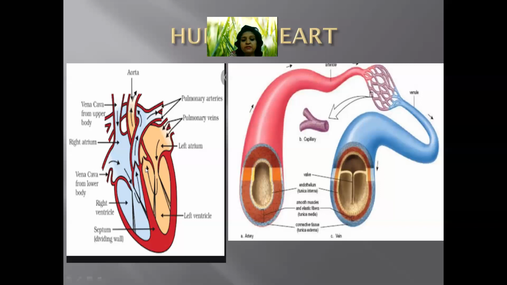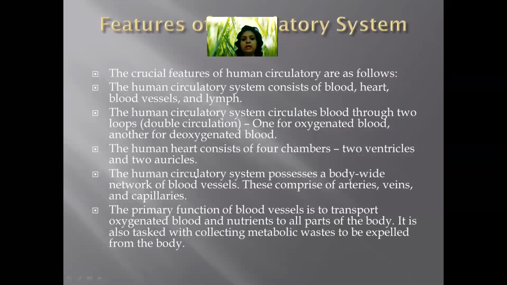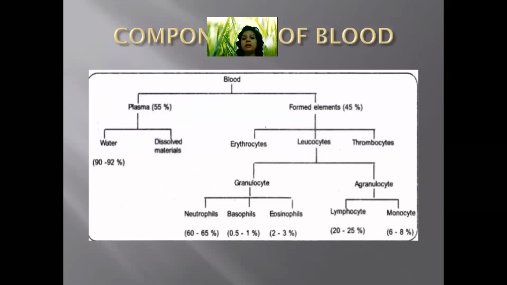Now, for the next, if we talk of this particular thing, these are the features of the circulatory system, comprising that our circulatory system is made up of blood, heart, blood vessels, lymph, the one with the oxygenated blood and the deoxygenated blood, then the chambers, the atrium and the ventricle, and the vessels. Now, the main thing which is pumping into our body is the blood. Now, if I talk of this blood, blood is made up of plasma and the formed elements.